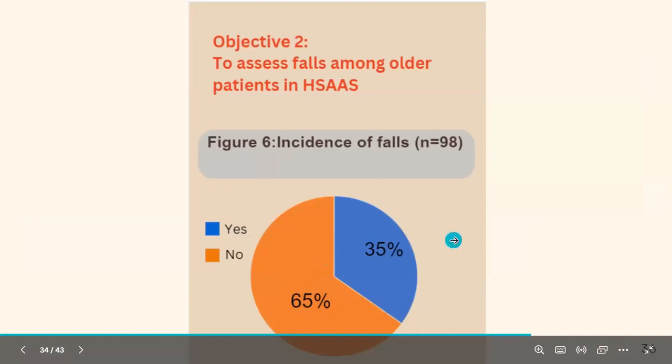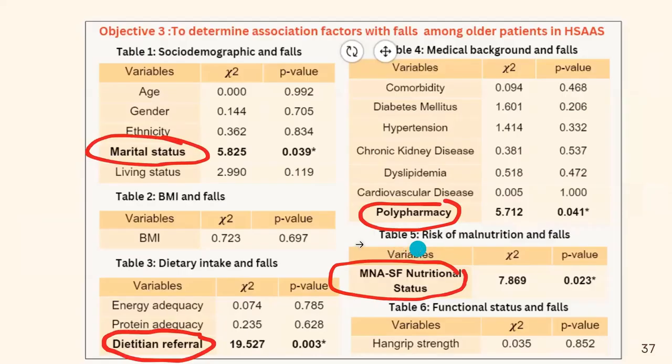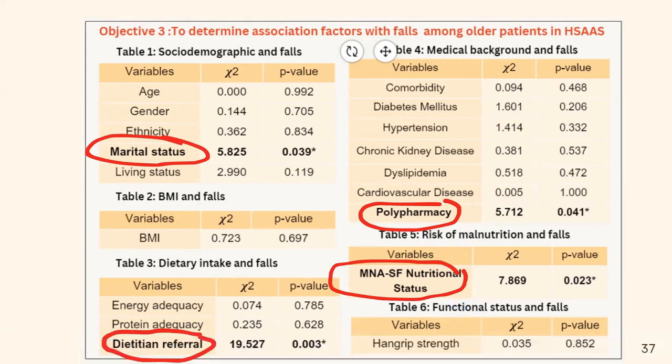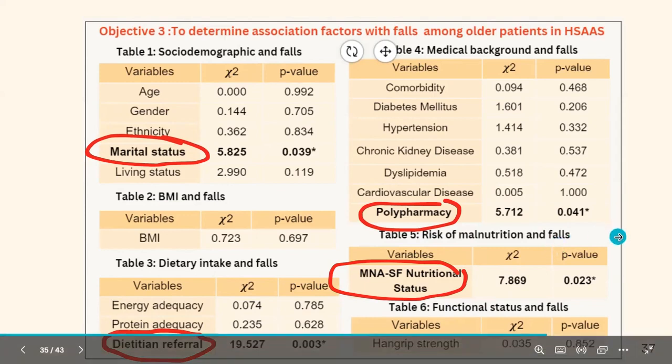So the prevalence of falls is about 35% of the subjects. Okay, so this is to answer objective number 3, association factors of falls. We used the chi-square. We found that marital status, polypharmacy, dietitian referrals, and also nutritional status by MNA have a significant association with falls. Okay, there are no other variables that show significant association.